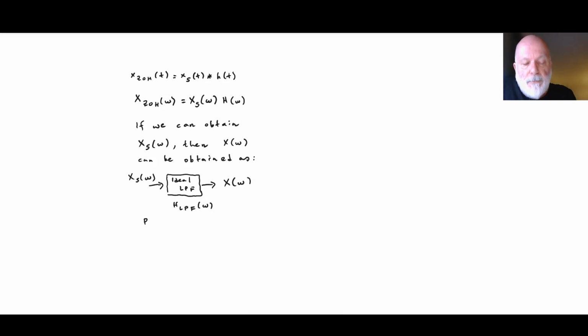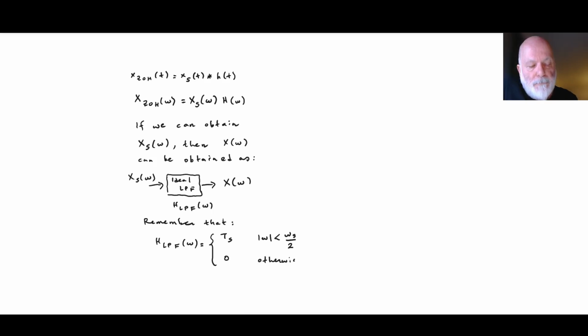Now, remember that in our previous discussions related to sampling, the Shannon Sampling Theorem, H_LPF of omega is equal to Ts for absolute value of omega less than omega s over 2. So the cutoff frequency is omega s over 2, and 0 otherwise. Okay.